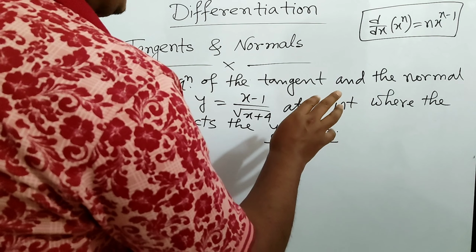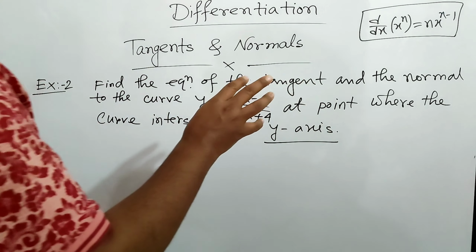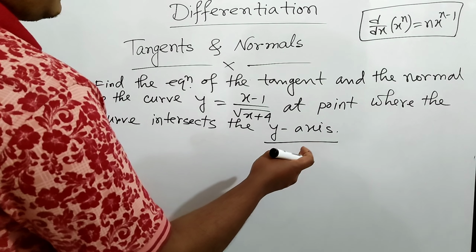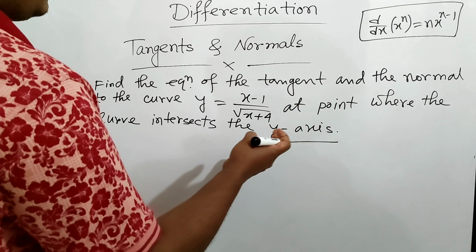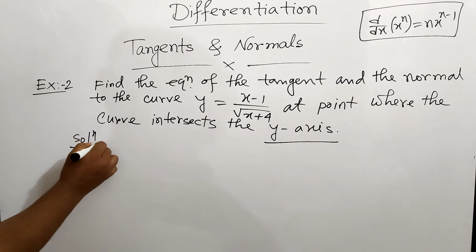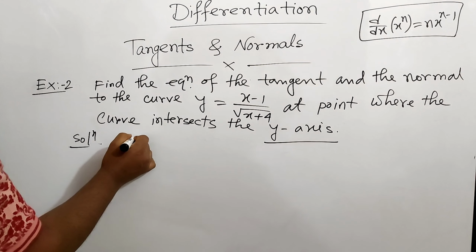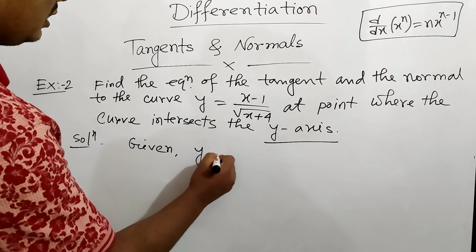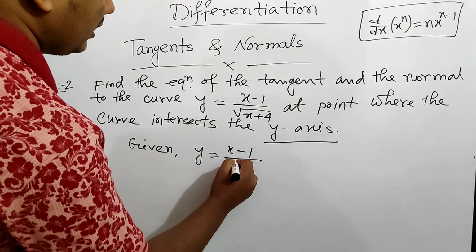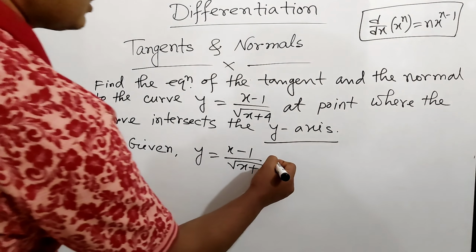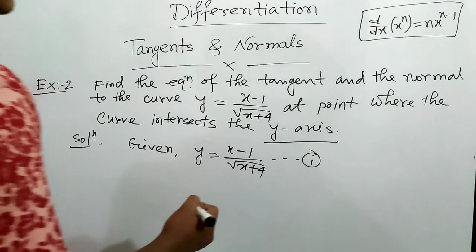Now we need to find the value of y. What is the y coordinate? We'll solve this problem according to the first example, actually the same method, only the equation is different. That is, first given y equals (x minus 1) over root of (x plus 4). This is our given equation. You can say this is equation 1.